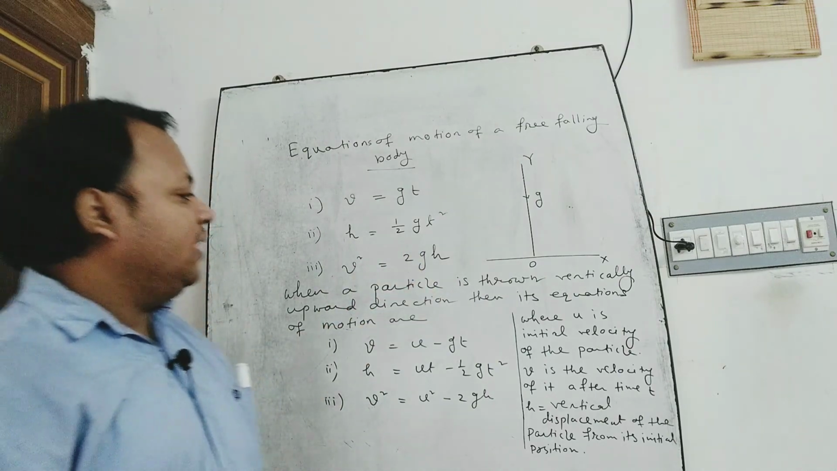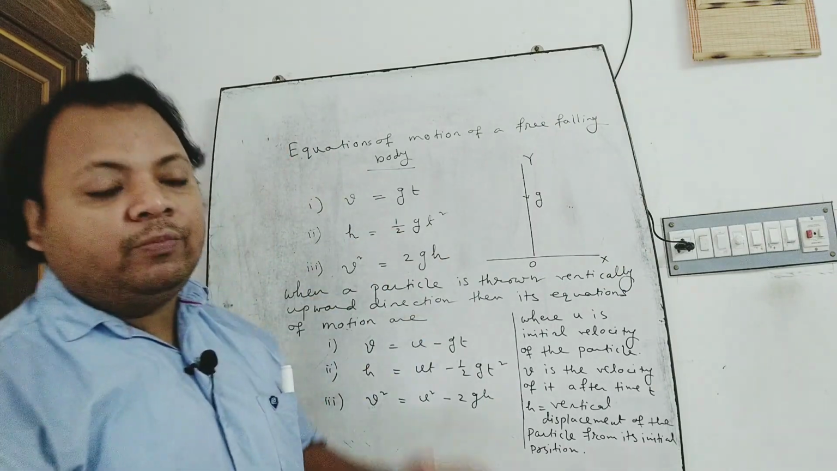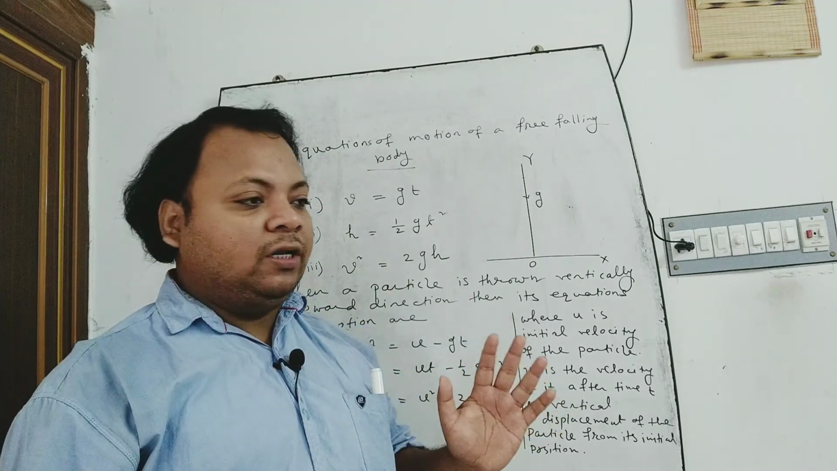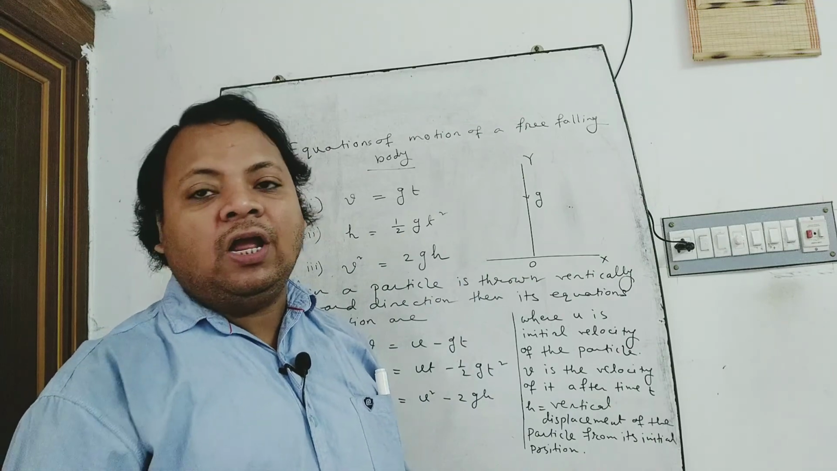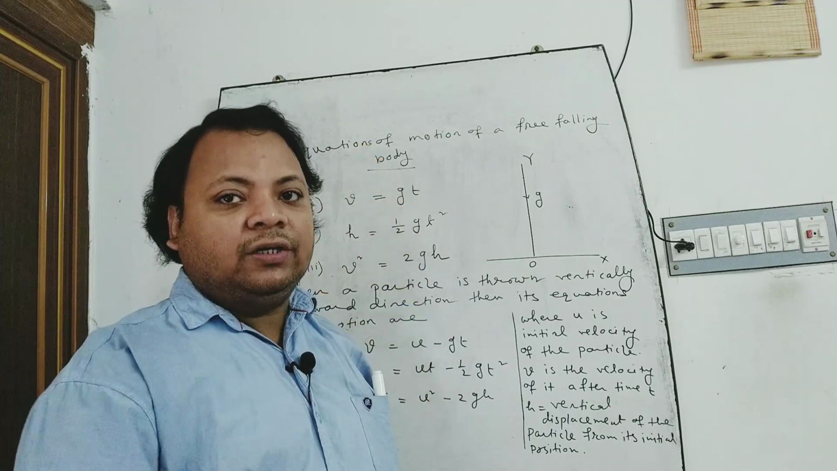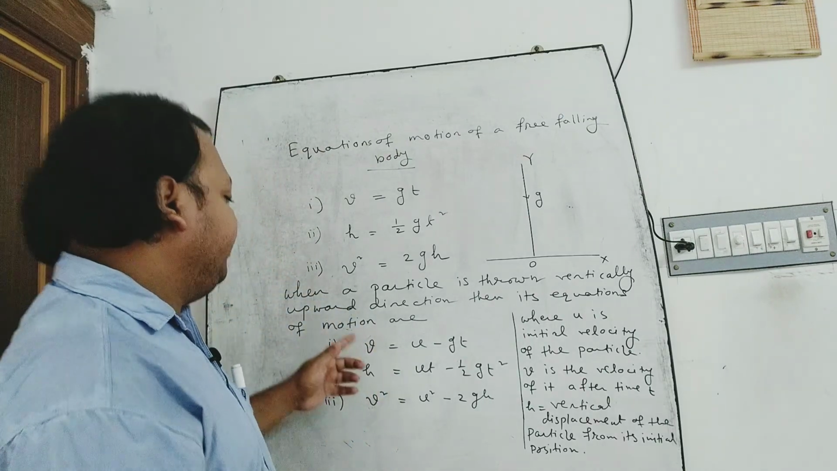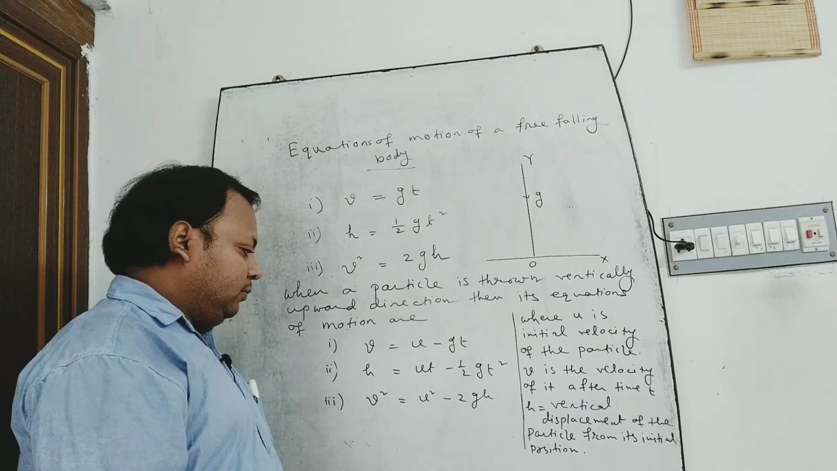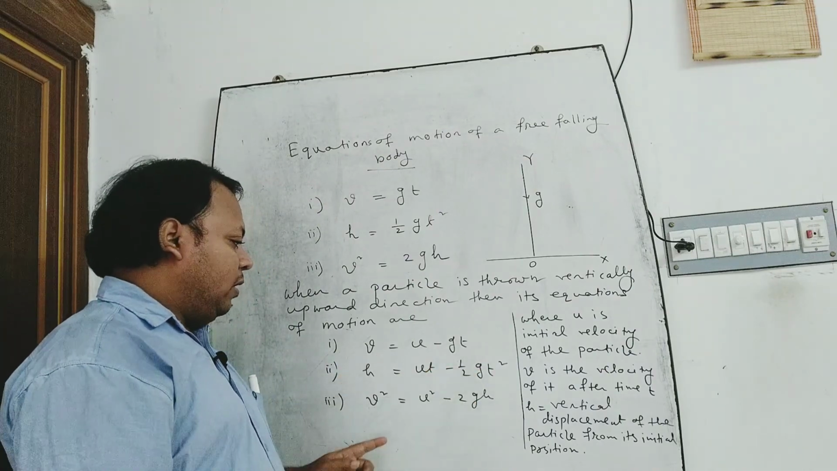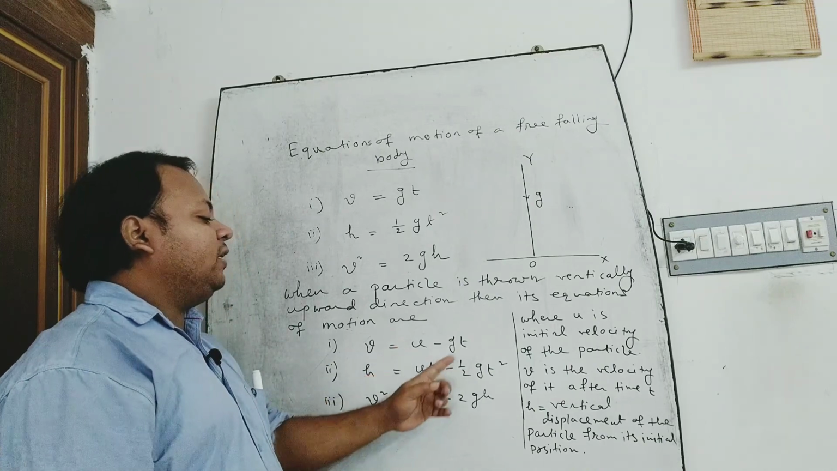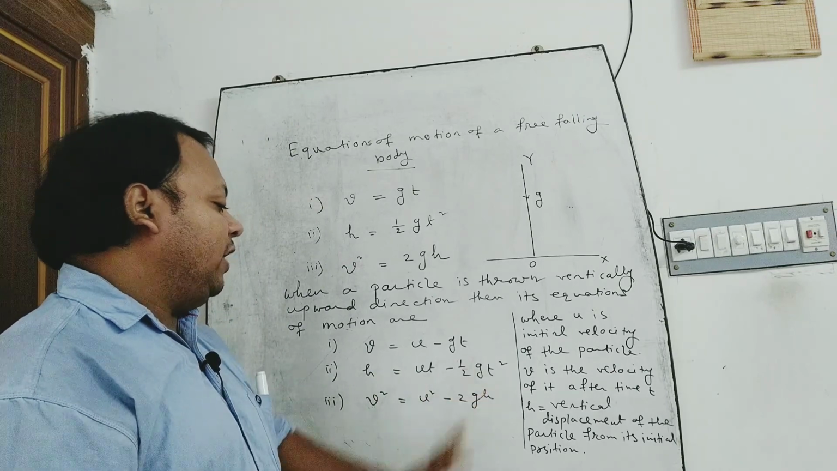And when a particle is thrown vertically upward, the initial velocity of the particle acts vertically upward, but acceleration due to gravity acts vertically downward. That's why the equations of motion of the particle are v is equal to u minus gt, h is equal to ut minus half g t square, and v square is equal to u square minus 2gh.